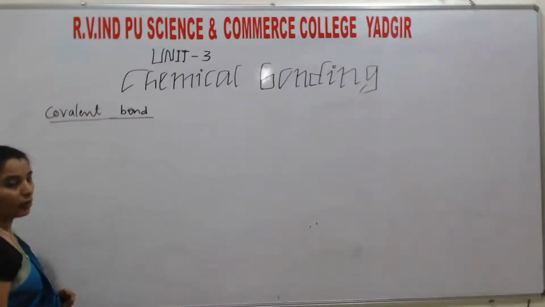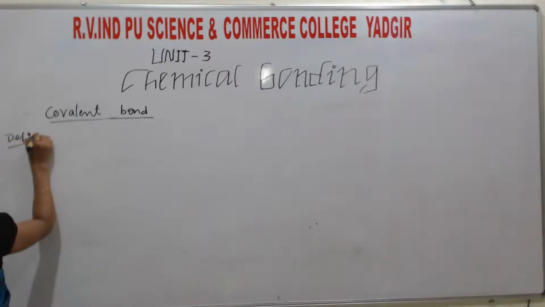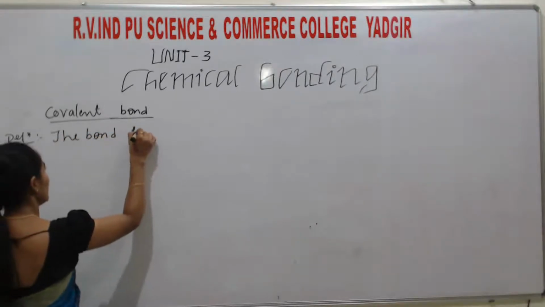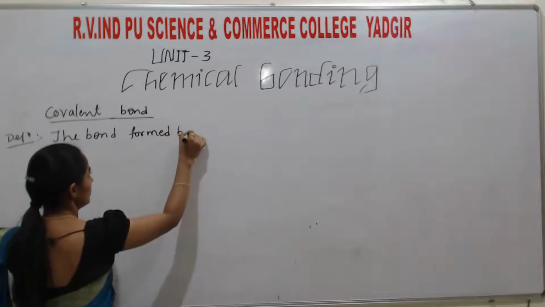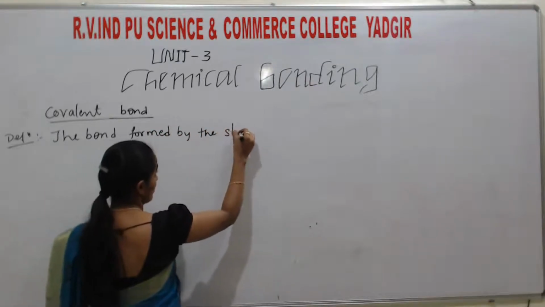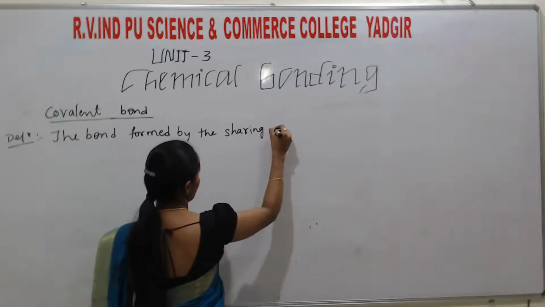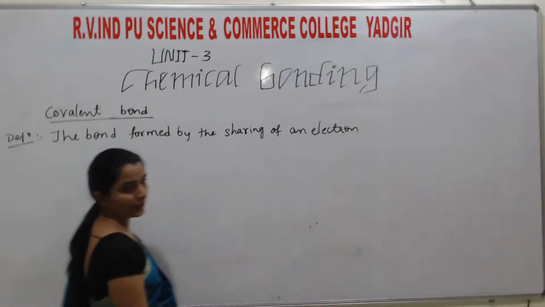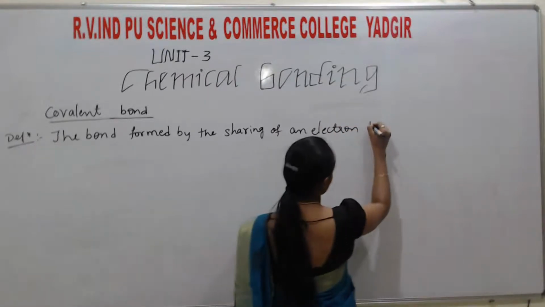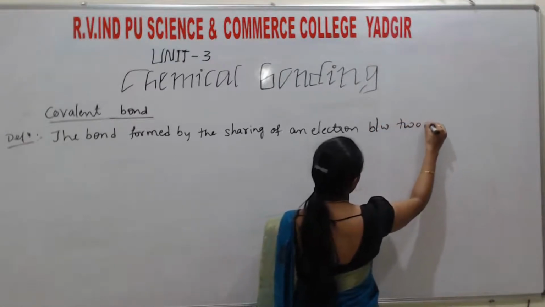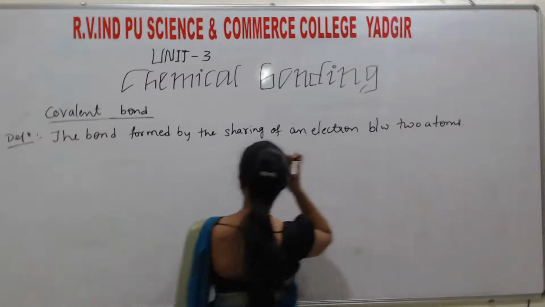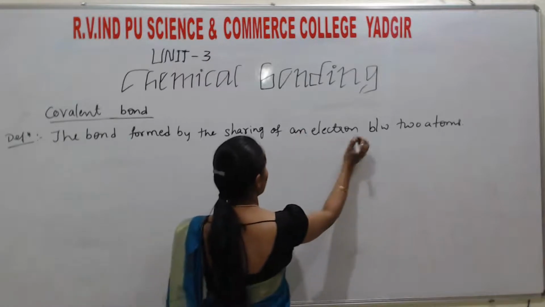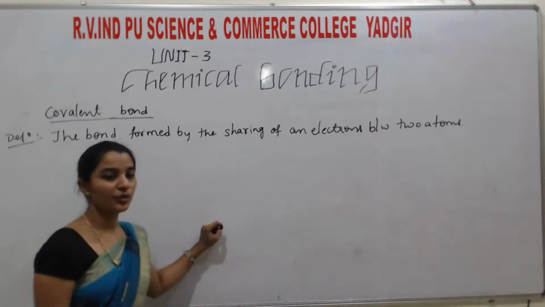Next one is covalent bond. So definition, the bond formed by the sharing of an electron between two atoms. Okay. So here the bond is formed by what? Sharing of an electron, or electrons, between the two atoms.